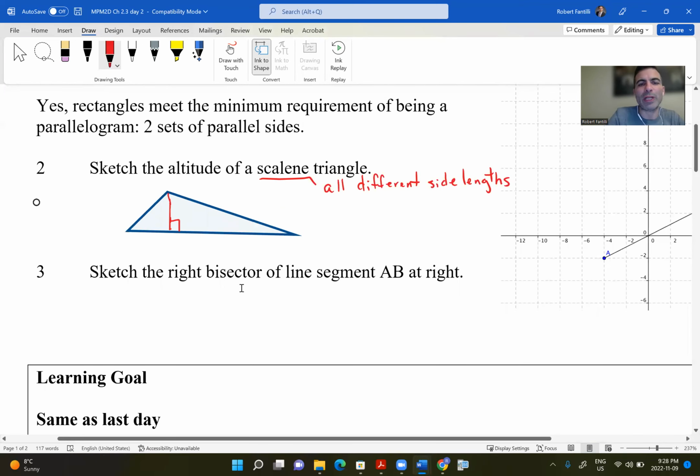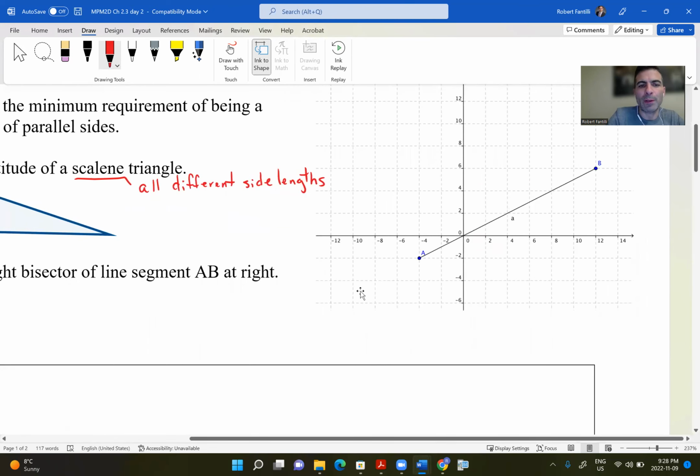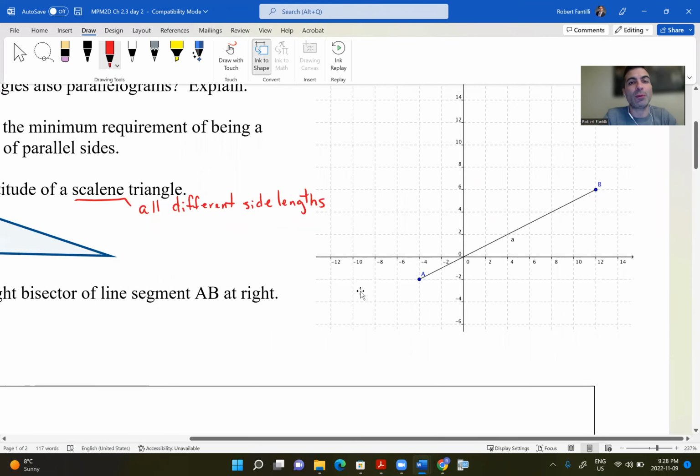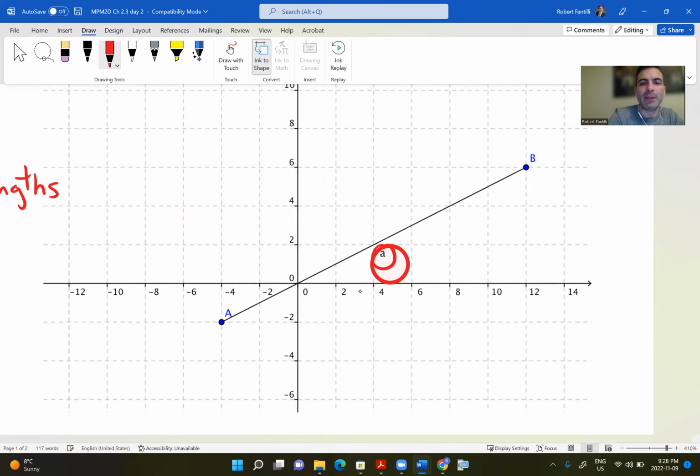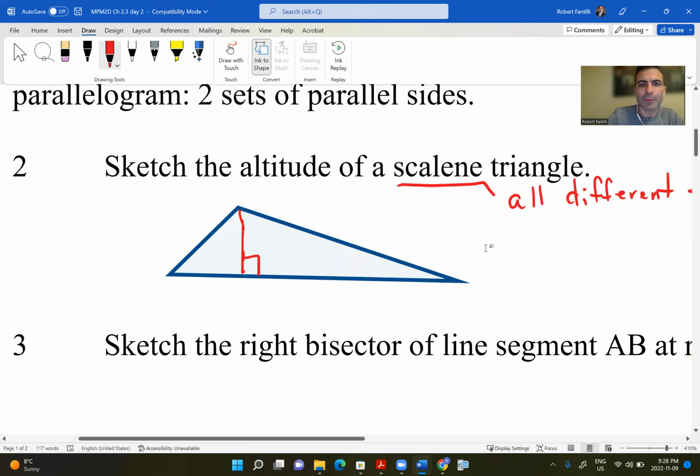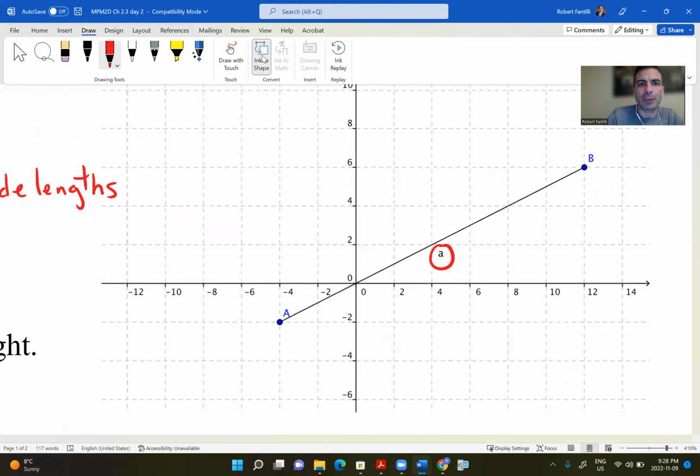Okay, sketching the right bisector of line segment AB. Here, I would expect you to use a ruler, but if I want to sketch the right bisector, remember, there's a couple of things we have to remember when we're labeling. The line segment's already drawn for us, and I've got the midpoint marked out there with a letter A. That's the midpoint.